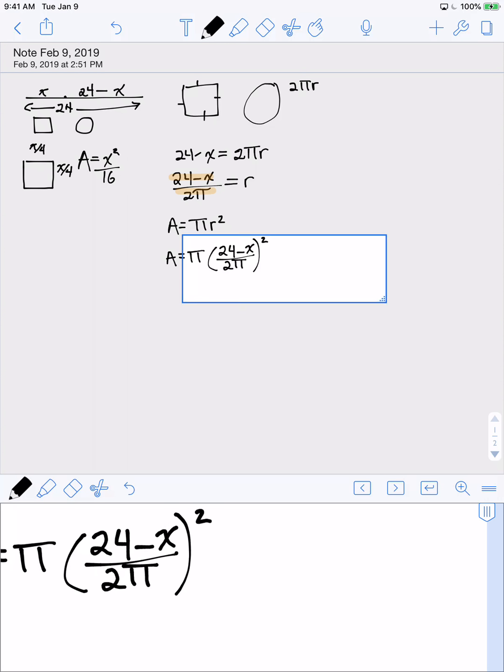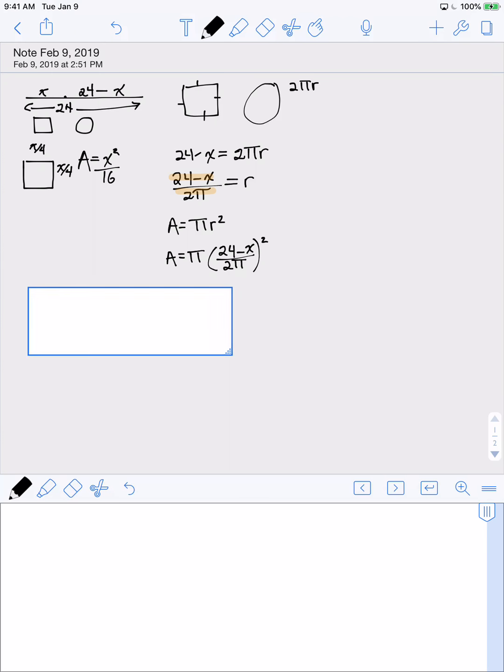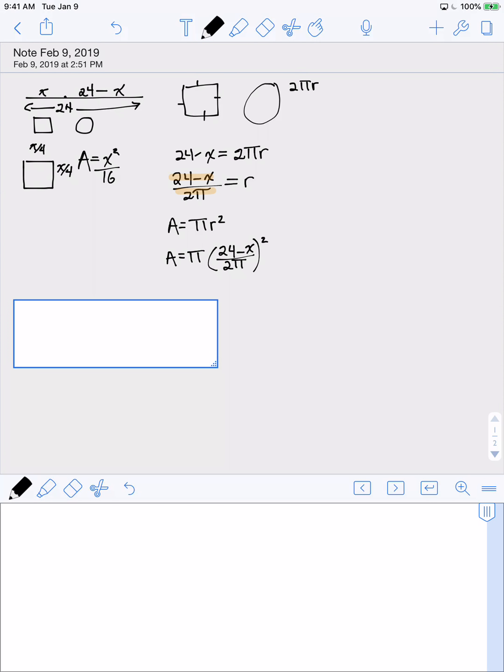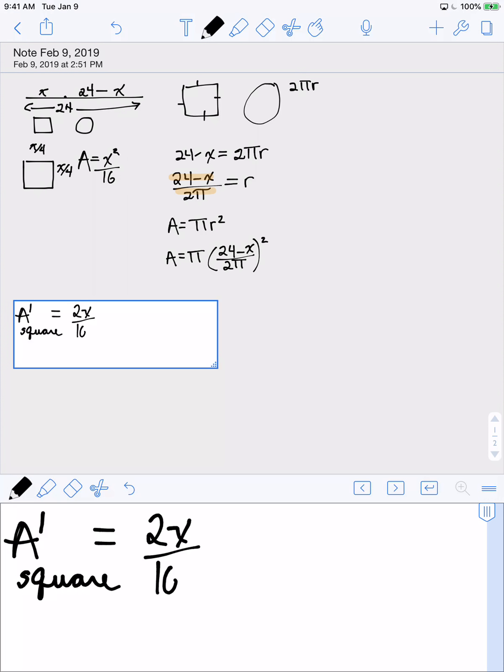So why don't I find the derivative of them separately, then I'll put them together. That might be a little easier. So the derivative of x squared over 16, well, that's just 2x over 16, so area prime for the square is just x over 8. So let's leave that aside, and we'll come back to it.